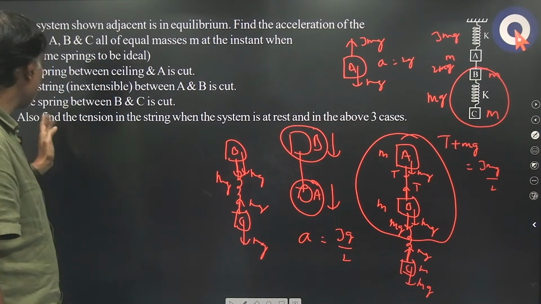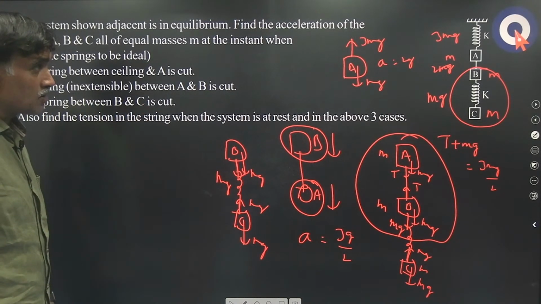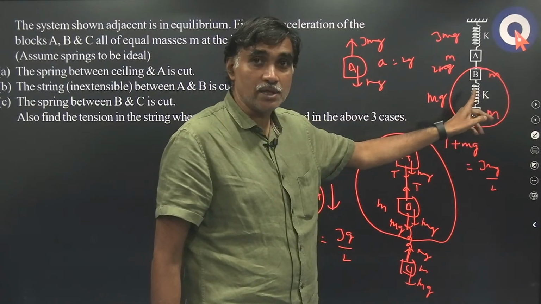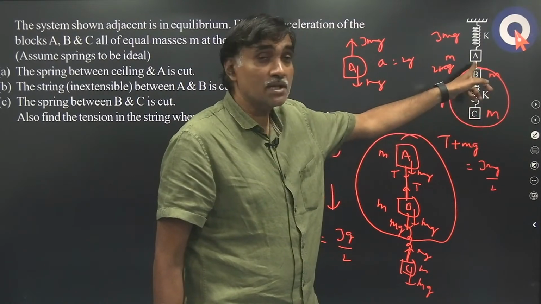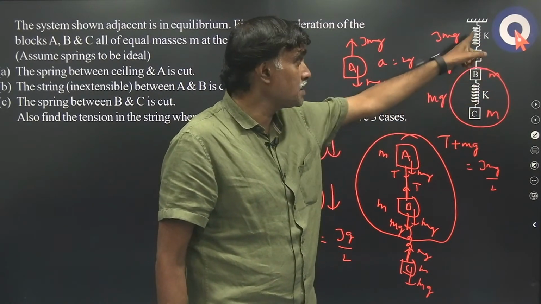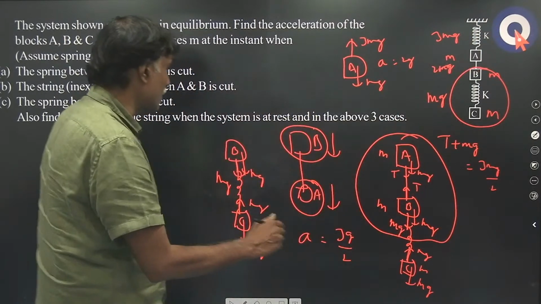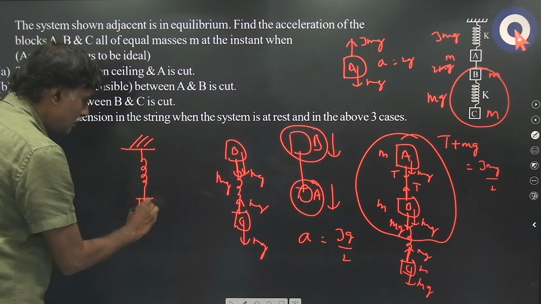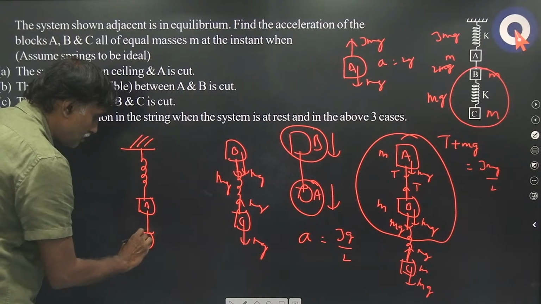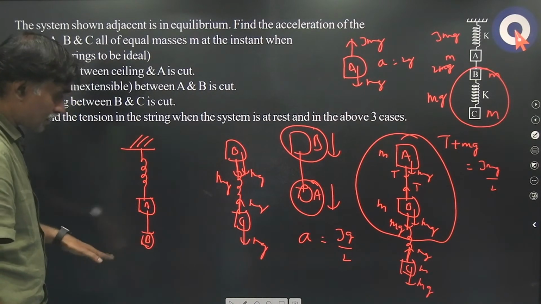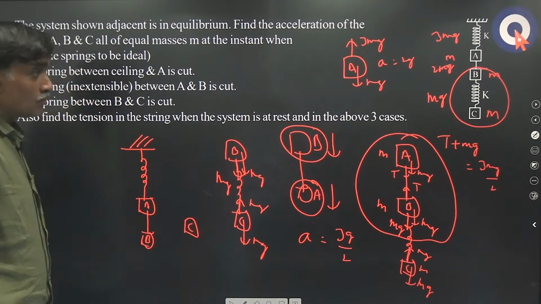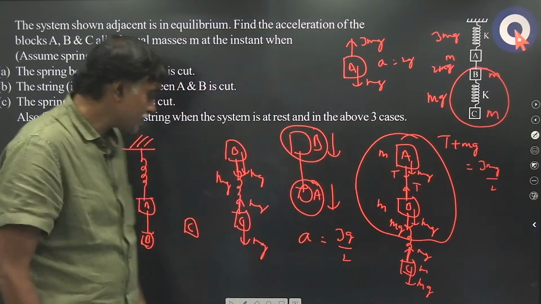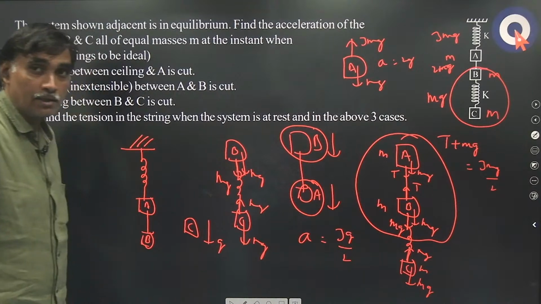Now, if I see the C bit, the spring between B and C is cut. The spring between B and C is cut, then immediately tension in this spring becomes 0. Okay, but tension in this string can change immediately. Tension in this spring should not change immediately. Now, what is the figure for the third bit? This spring will be there and A will be there and B will be there. Okay, this spring is cut. So, block C is now falling freely under gravity. So, what is the acceleration of block C? G downwards. The third case.